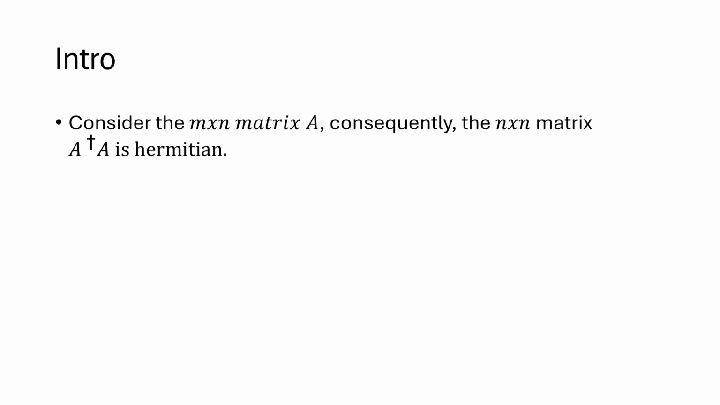So to start off, let's consider an n-by-n matrix A, which, by the way, when we take the matrix A and multiply by the Hermitian transpose of itself, will become Hermitian. And this is because if we take this matrix, A transpose A, and apply the Hermitian transpose, we get the same matrix that we started off with, right? Which is why it's Hermitian.